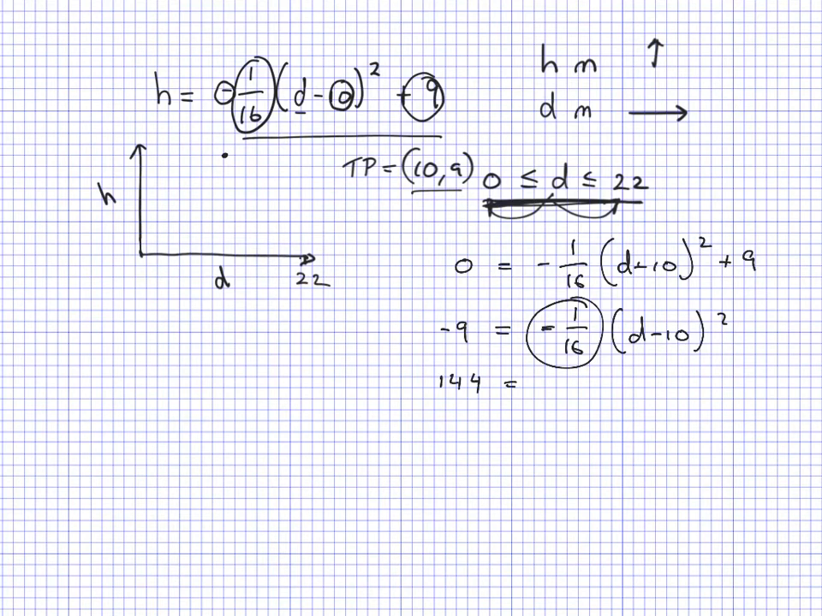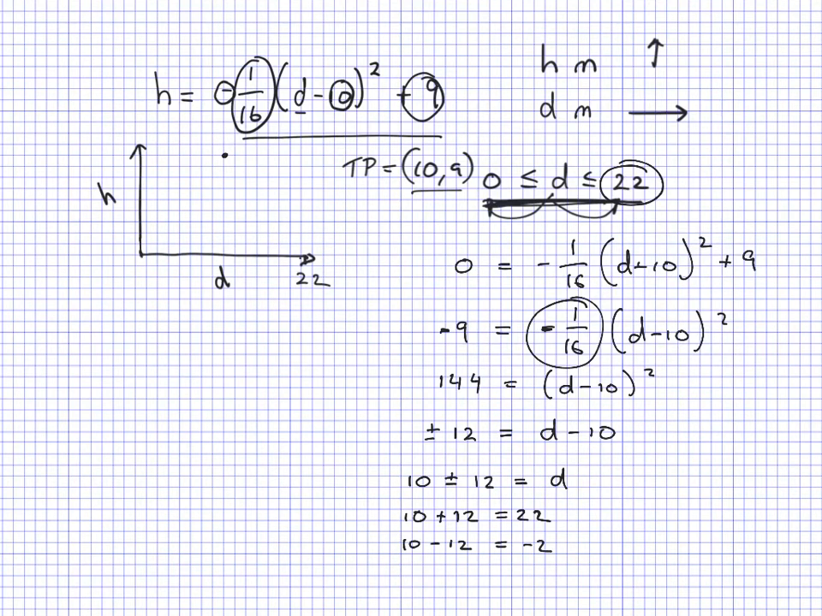It's positive because that was a negative and that was a negative. So now 144 equals d minus 10 squared. Square root both sides, end up with plus or minus 12 equals d minus 10. Add the 10 to both sides, end up with 10 plus or minus 12 equals d. So these are my two x-intercepts. We can see here that there's one at 10 plus 12, which is 22, which is what they told us was the end point. There is also one at 10 minus 12, which is minus 2.